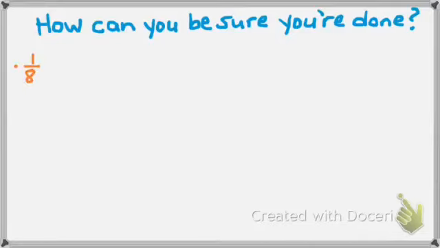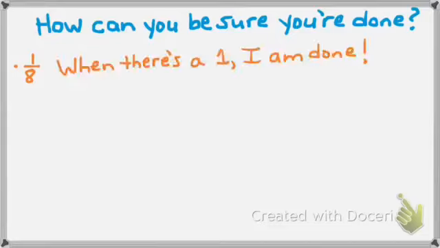If my final answer was 1/8, I would be able to look at that fraction right away and say, oh, I'm definitely done. Why? Because when there's a 1, I am done. So if your final fraction has a 1 in it, you know you're done. How else would you know that you're done?